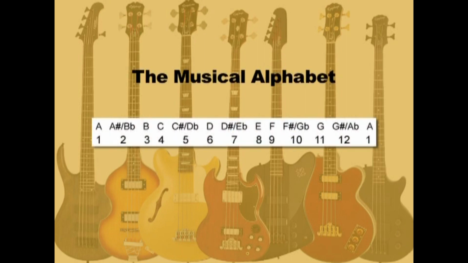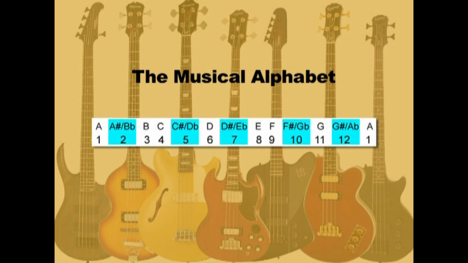The musical alphabet consists of 12 notes. They are A, A sharp and B flat, B, C, C sharp and D flat, D, D sharp and E flat, E, F, F sharp and G flat, G, G sharp and A flat, and A.